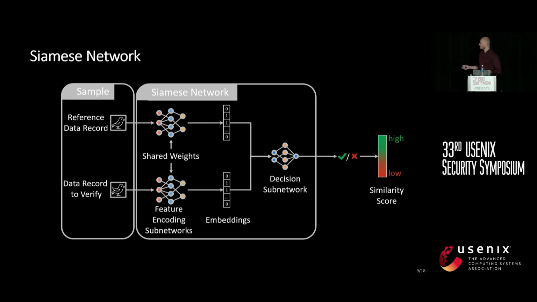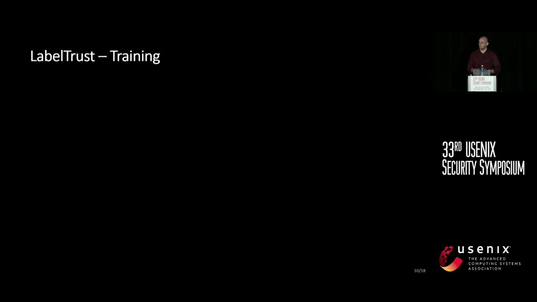So such a network can essentially answer the question if those two samples are similar. They can answer the question if both samples are from the same class or are from different classes. So how do we use this in label trust training?